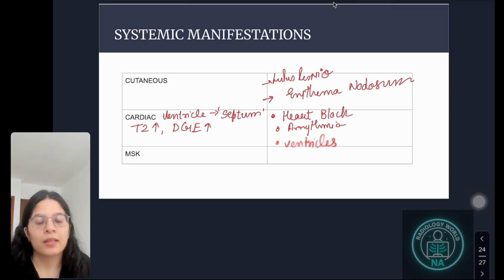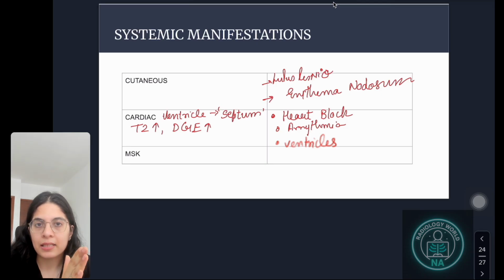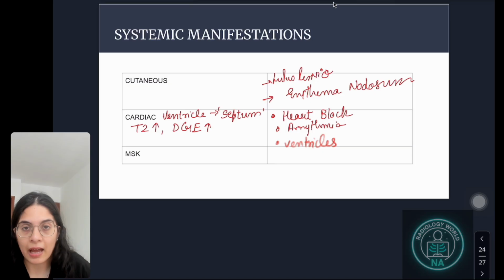But remember that it is always either in the mid part of the septum. It's not sub... the ventricle side would be subendocardial, and the outer side is basically subepicardial. So whenever the ventricles are involved, it will either be in the mid part or there will be epicardial involvement. Okay, again these are very rare cases, but they have been reported.